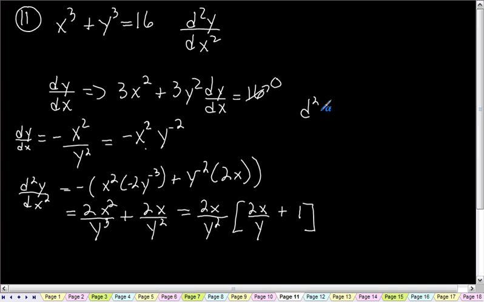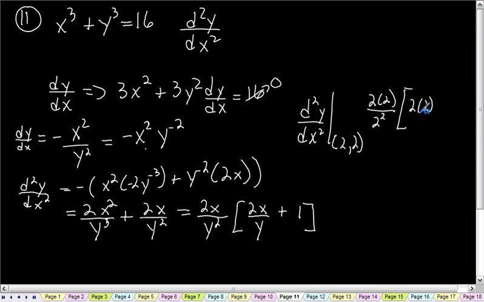Now for D, they want me to find the second derivative value at 2, 2. So I just plug in the numbers. Plug in the numbers into here. So it's 10 over 2 to the second power, 2 times 2 over 2 plus 1.